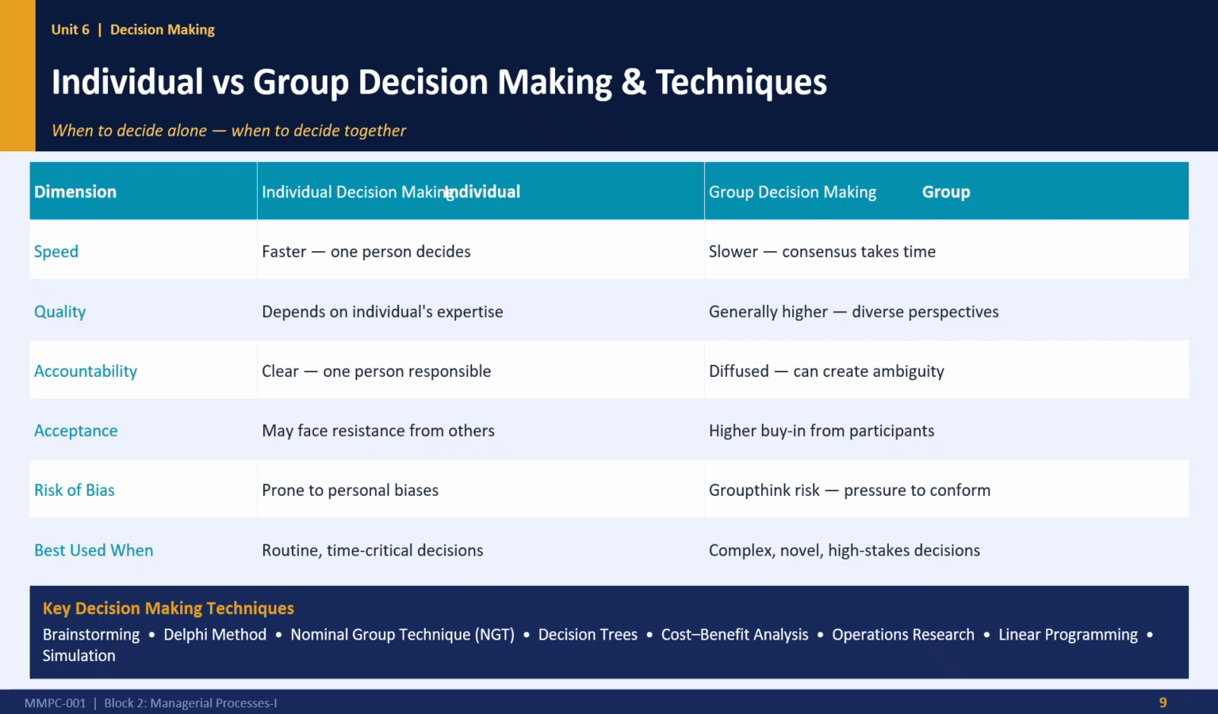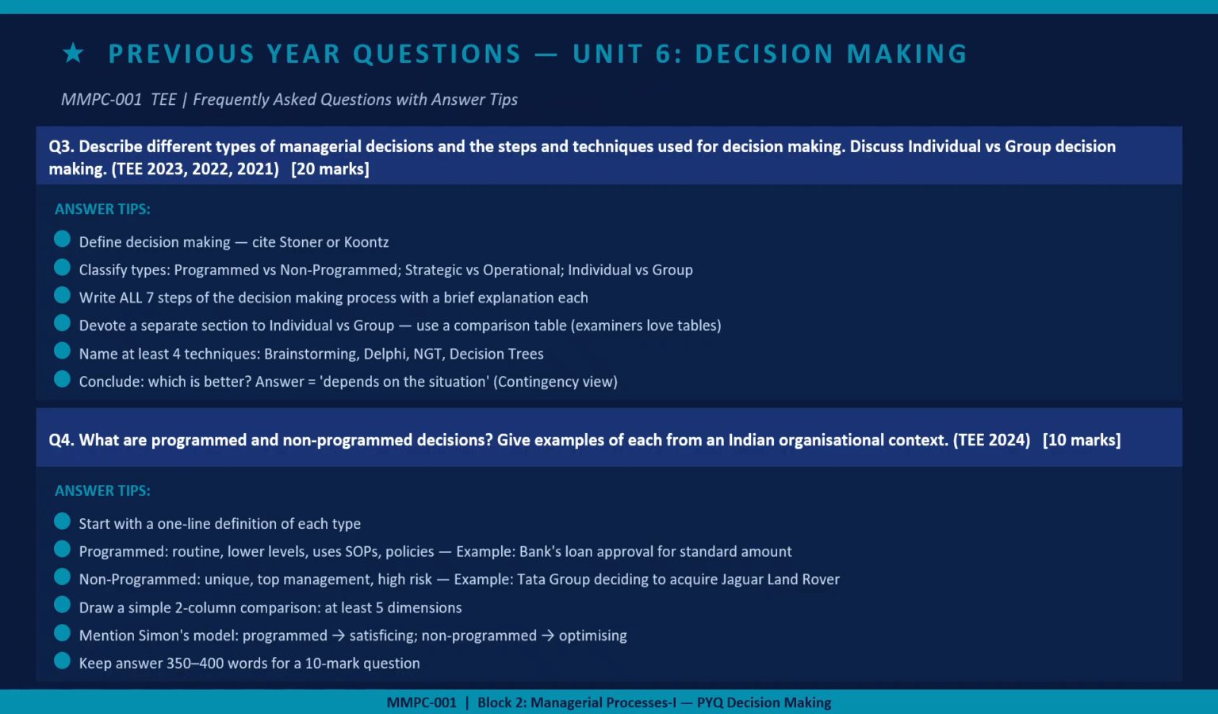Various techniques can be used to improve decision making, such as brainstorming, the Delphi method, the nominal group technique, decision trees, and cost benefit analysis. For examinations, you should be able to explain the types of decisions, describe the decision making process in detail, and compare individual and group decision making. Using tables and structured formats can significantly improve your answers.